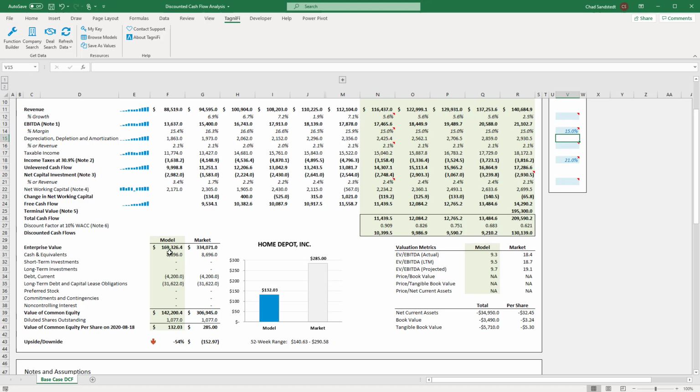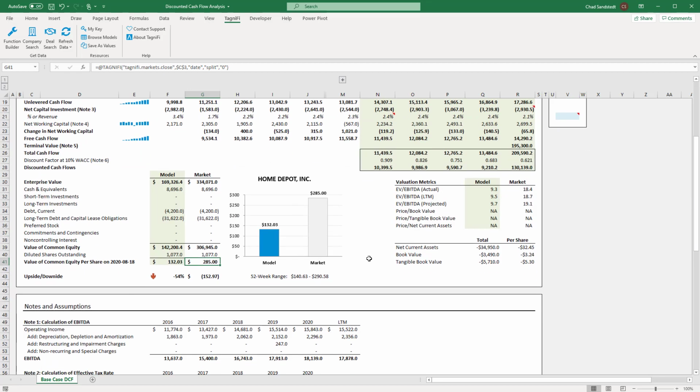Basically, it's adjusting for cash and debt to come up with the market value of common equity, adjusting for anything like preferred stock or non-controlling interest, and then it's arriving at a value of the common equity. In this case, it's saying, based upon these projections and assumptions in the model, that Home Depot is worth about $132 per share as opposed to the $285 that it's currently trading at. So it would appear to be overvalued, but it's really based upon your assumptions. Maybe you run some different assumptions and come up with different inputs.